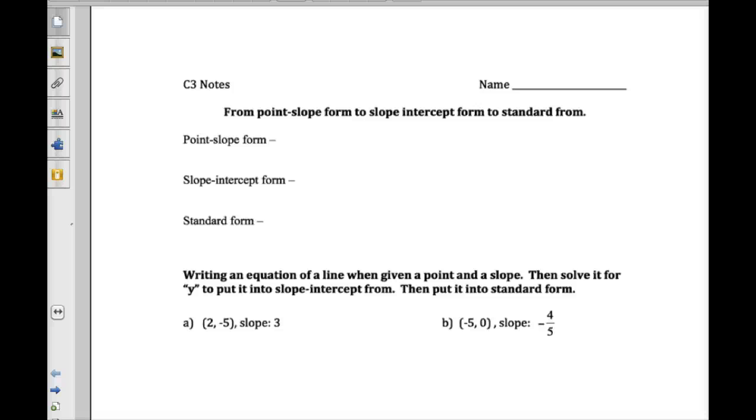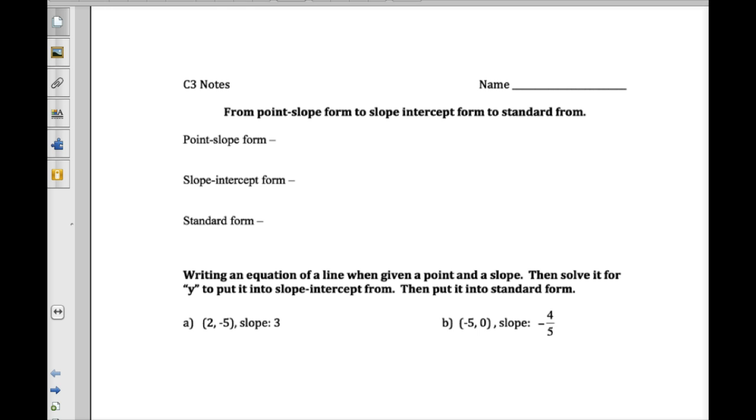All right, point-slope form, slope-intercept form, standard form. Today we go from point-slope form to slope-intercept form to standard form for one problem. We found out first period, guys, that we should have given you a lot more room to take notes, so there's not that much space when we start doing these problems.